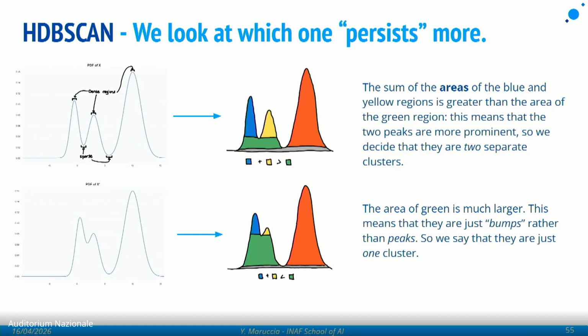And the idea is to consider the sum of the areas, and in this case, as you can see, in these two different examples we have the areas that are the sum of the colors, okay? So you have to consider the colors. In the first example, if the blue and yellow areas are greater than the green, as in this case, then we have two separate clusters.